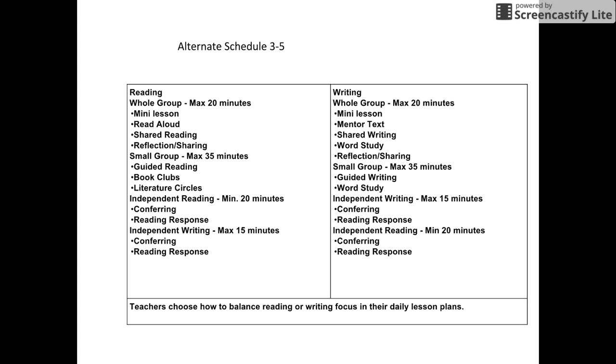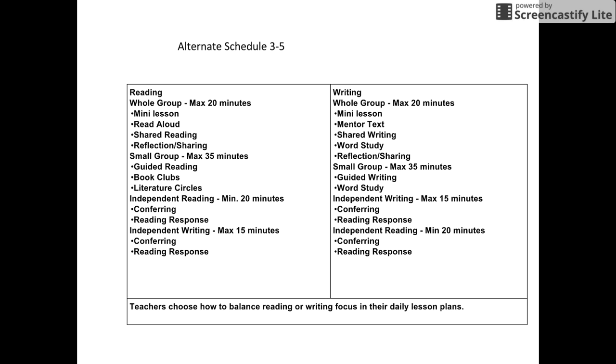This is another alternate schedule that you may choose to use. The difference in this schedule would be on the left-hand side, you can see a schedule for reading, looking closely at the same structure, and then writing, which you would look at as whole group, would be a maximum of 20 minutes, with a mini lesson, maybe the use of a mentor text, some shared writing, word study, and then a chance to reflect and share.